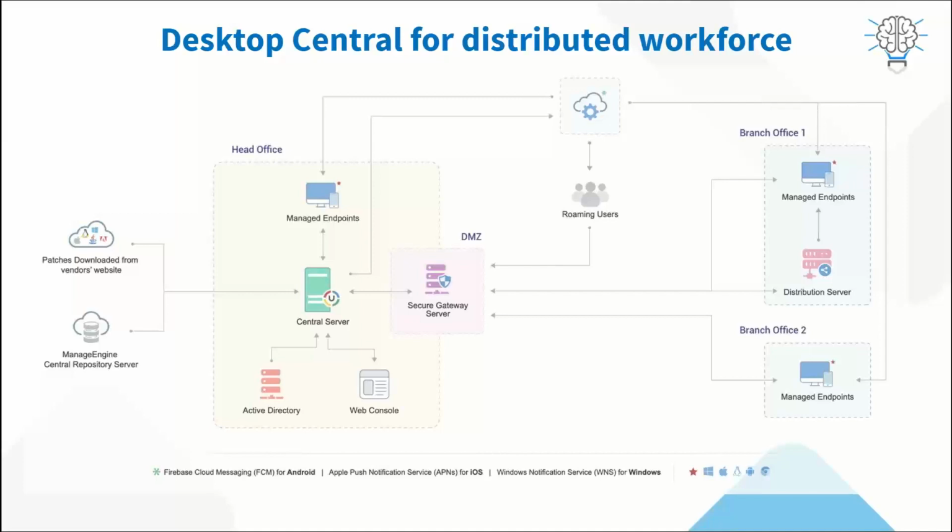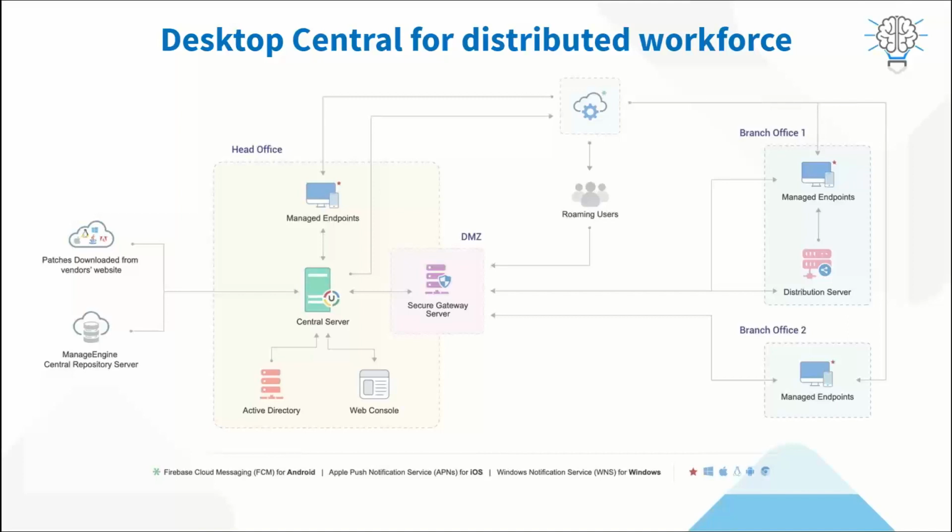They can connect either over the internet or using a VPN or MPLS connections. And the secure gateway server, which is added in the chart, would help to connect the machines that are present in the remote site that are connected over a direct internet connection. It bridges the agent traffic to the Desktop Central server securely when they are connected over the internet.